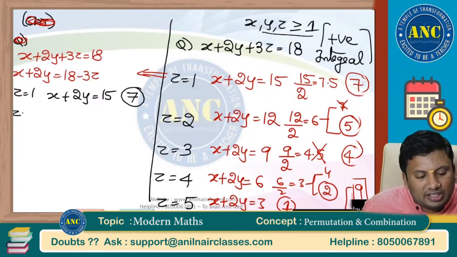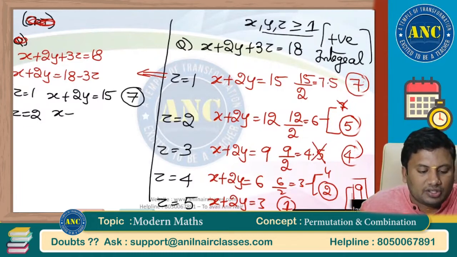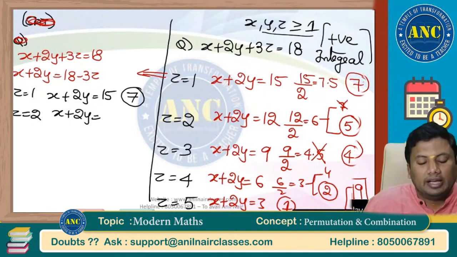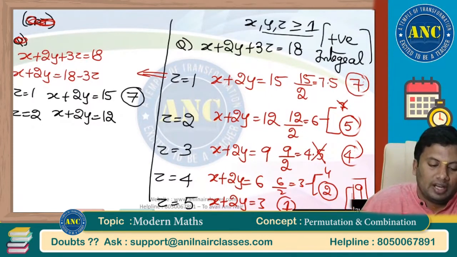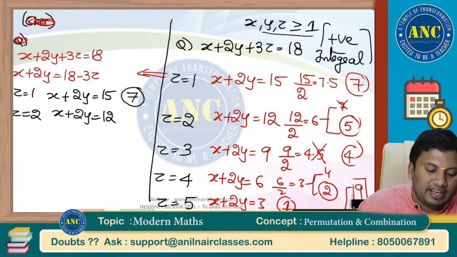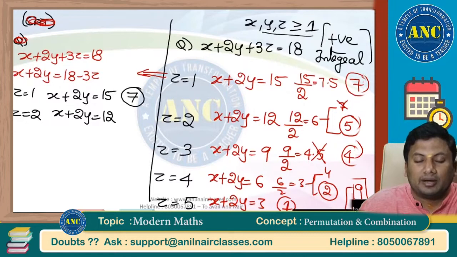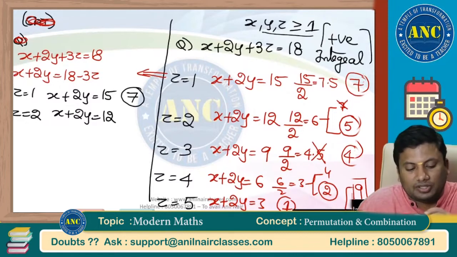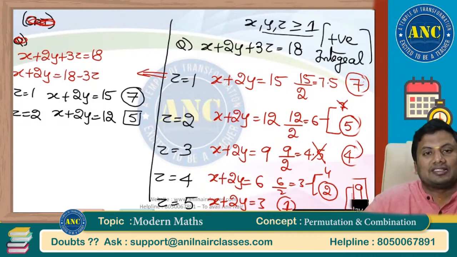If z value is 2, this equation will become x plus 2y equivalent to 18 minus 6, which is 12. Think logically. If y is 6, x plus 12 is 12, x will become 0. X cannot become 0. Y cannot take 6. From 1 to 5, 5 cases. Are you all with me?